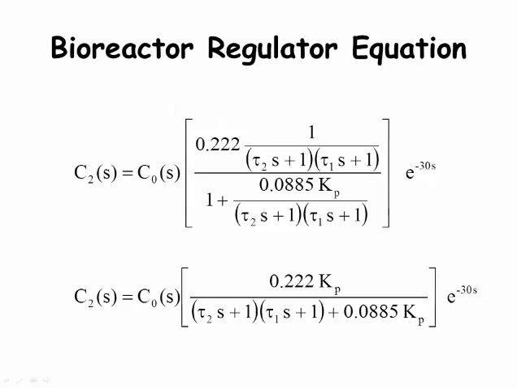Here is the equation for the regulator problem for the bioreactor. Note that the sample line delay term is included at the far right. In later lectures, I will talk about how we make the calculations to handle the time delay. For right now, this shows what term is used and where it is incorporated into the transfer function.